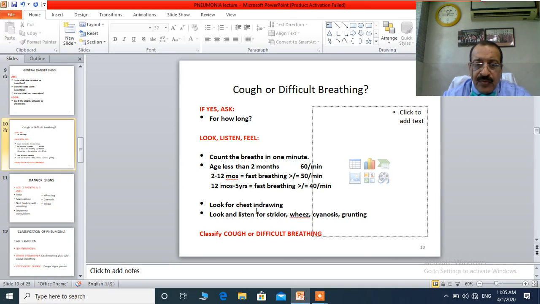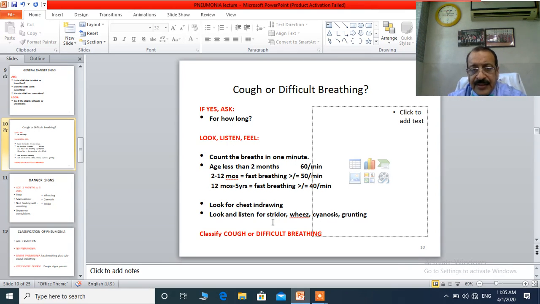Then we look for indrawing of the chest. That indicates that the child is having increased work of breathing and is having difficulty in breathing. Obviously that will also indicate that the child is having some problem in the chest, maybe lungs or heart, and in most cases it is because of pneumonia or related disorders like bronchiolitis, asthma, or hyperactive airway disease.